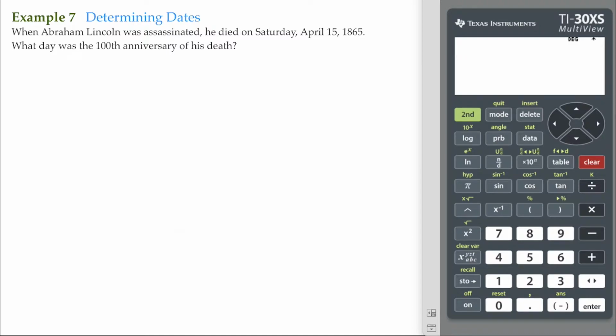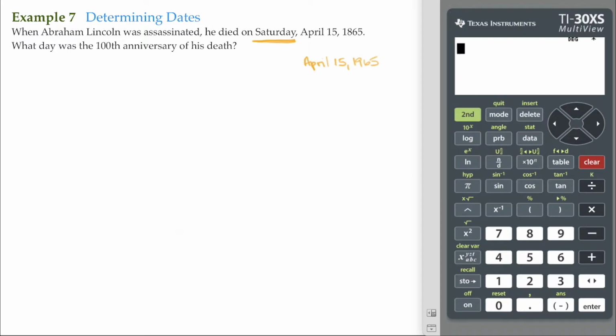So let me point out a couple of things. We're looking for the day that his 100th anniversary was on. So we're looking for a day, so there are 7 days in a week. So the modulus is going to be 7 for this particular problem. So we're looking for a date 100 years later. So that'll be April 15th, 1965, right?